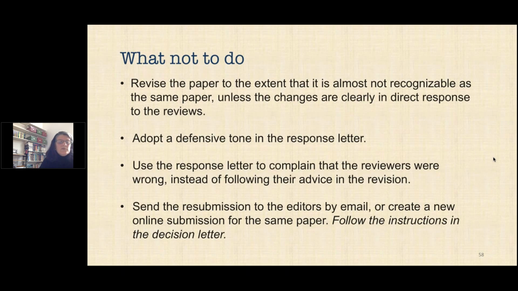Another thing that you should do is check the instructions that were in the editorial letter that you received initially to see how to resubmit the paper. You shouldn't send it to the editor by email or create a new online submission for the same paper, you would want to submit it in to the same online record that was created when you first submitted the paper.